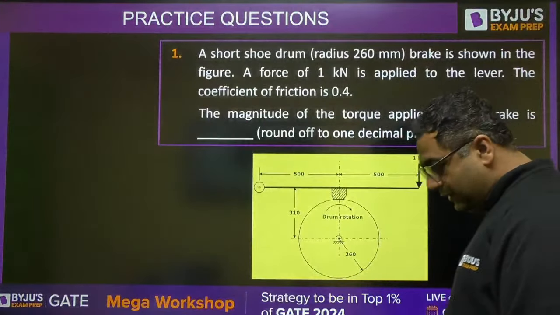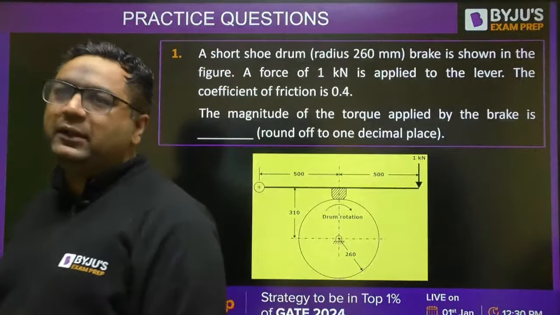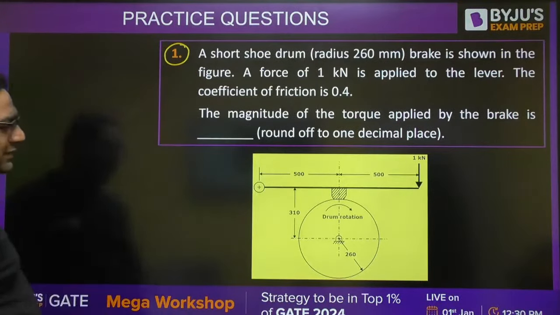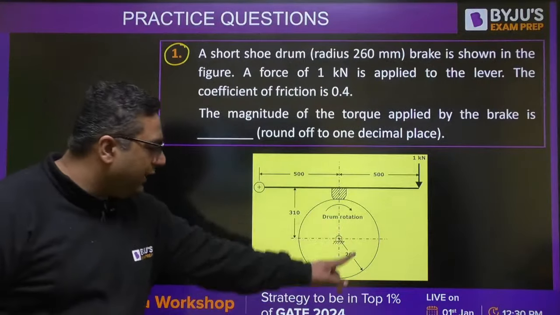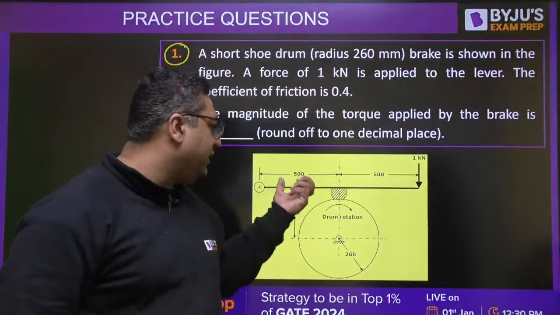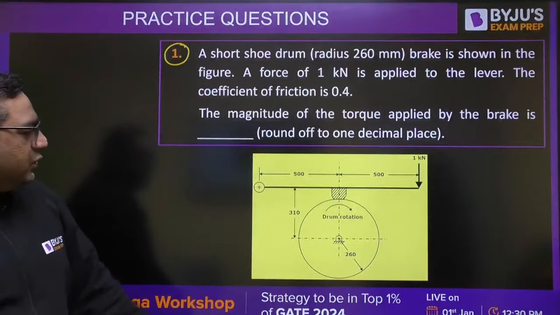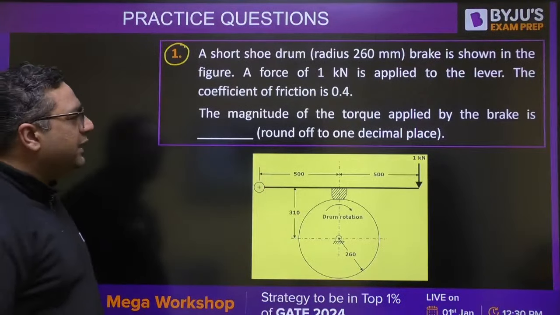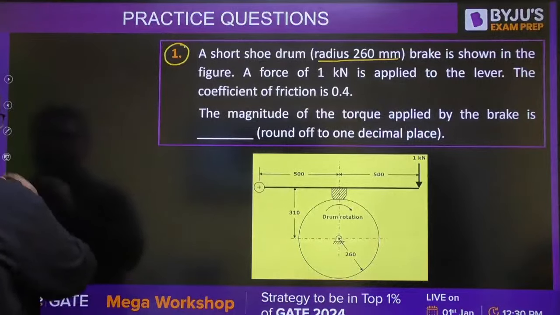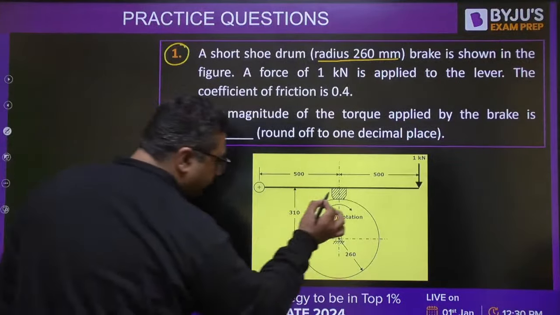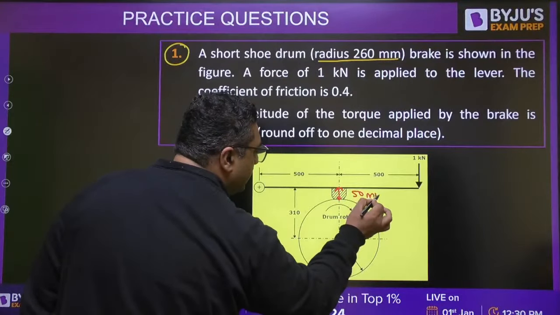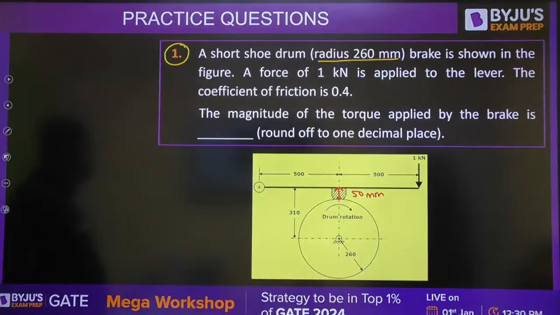So that's really great. Without wasting time, I'm coming to the question. This is the very first question, and this is from the brake. You can see the drum rotating in clockwise direction. 1 kN of load is acting, 500 and 500 mm are the distances, 310 is this distance. It is already mentioned that the radius is 260. So because the radius is given to us, we can say that this distance is 50 mm. Now I feel we can solve this question.